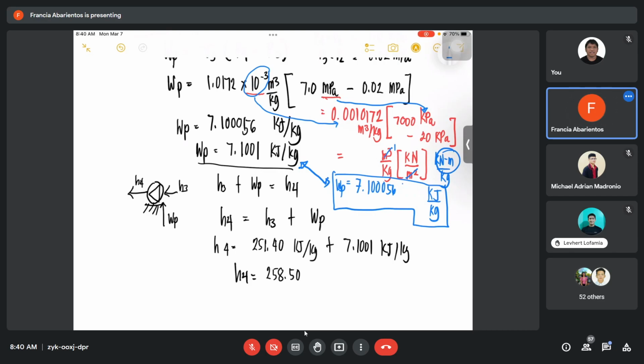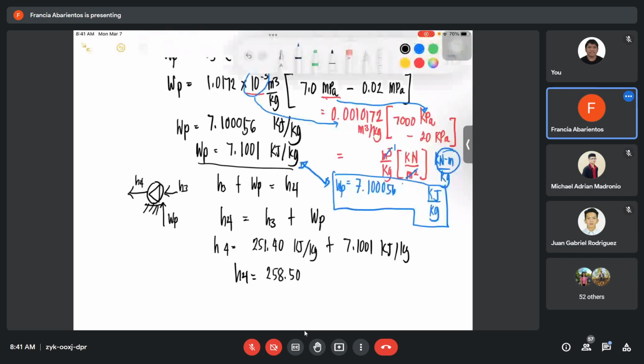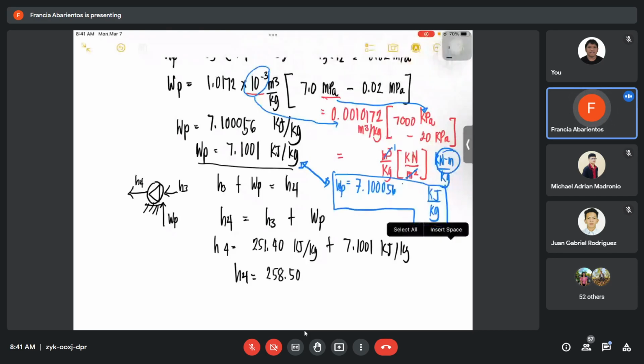Okay. Balik tayo sa work of the pump. O, ano yung answer nyo dito? 251.4 plus 7.1. Ano yung sagot? 250... Ayan, malayo. Kilojoule per kilogram. Tama ba yung H4 nyo? We have now the enthalpy at 0.4.